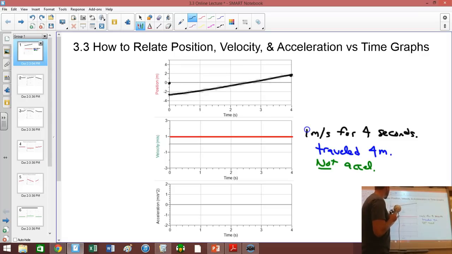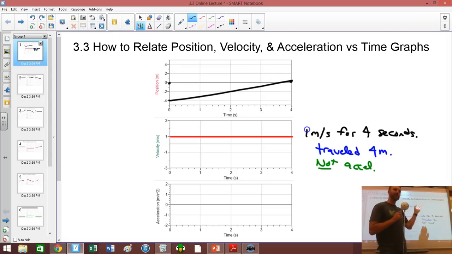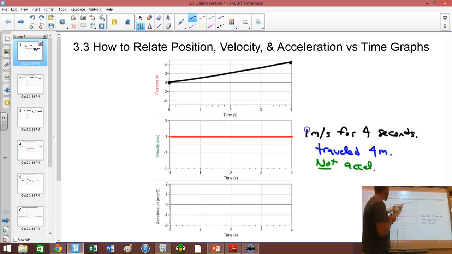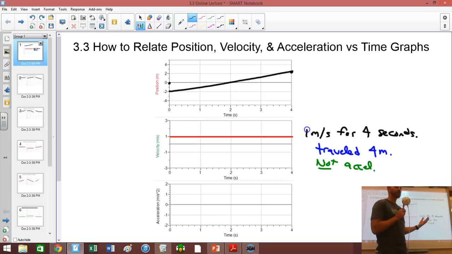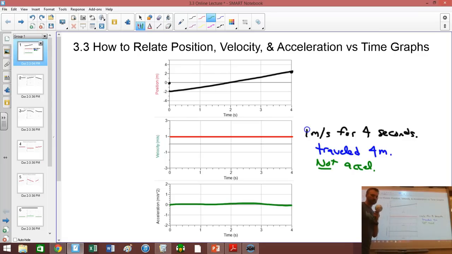So I could have started here at -4 and moved to the position 0. That would give me the exact same velocity of 1 meter per second. So this is actually translatable up and down. I can start it here at 0, I can start it at -2, I can do whatever I want with it as long as I have a displacement of 4 meters. Now my acceleration is actually very simple, and you're just going to draw a straight line.